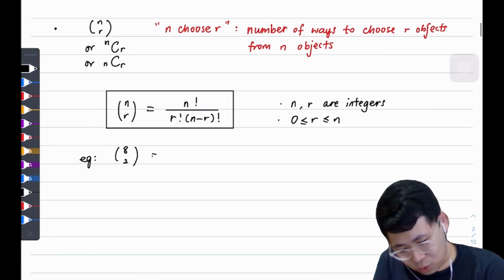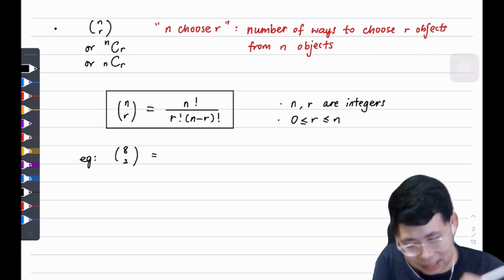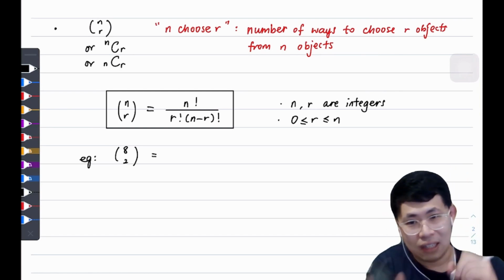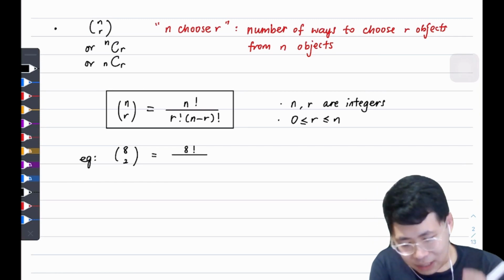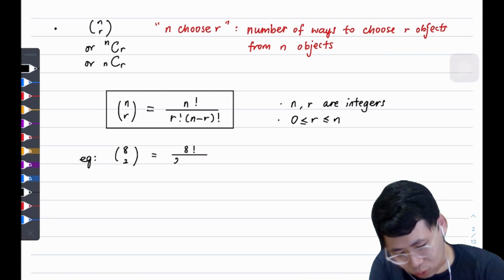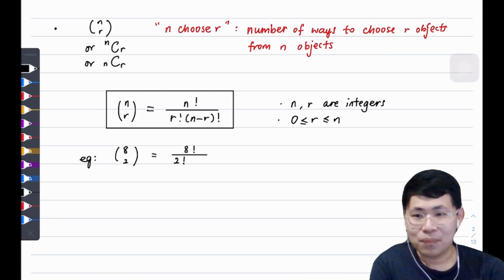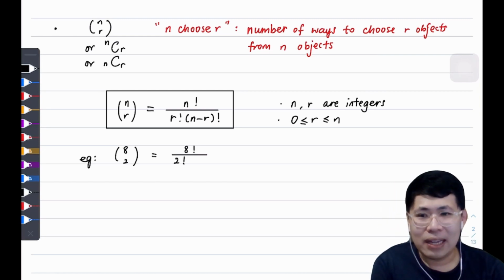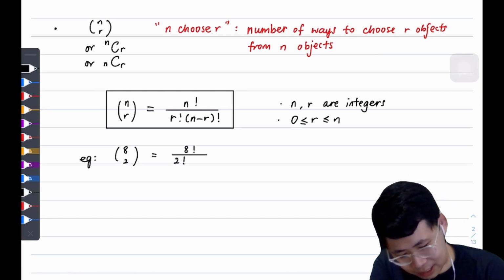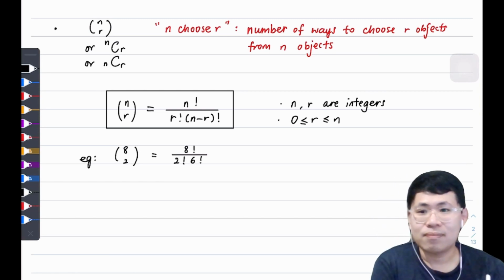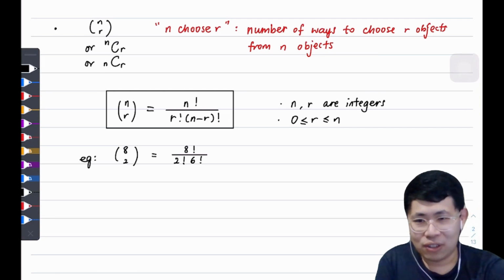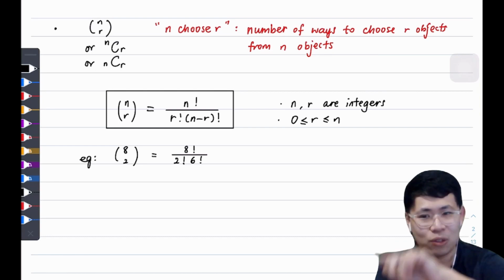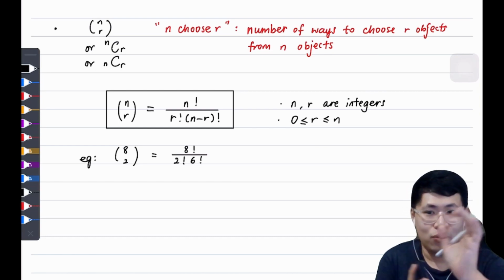So 8 choose 2. You can use your calculator, but let's say they want you to not use a calculator and do it manually. Based on the formula, I will have 8 factorial, and an r factorial, meaning I'm going to have a 2 factorial at the bottom, and an 8 minus 2 factorial, which is actually 6 factorial. So I have 8 factorial divided by 2 factorial and 6 factorial. You can see that the 2 and the 6 at the bottom add up to 8.